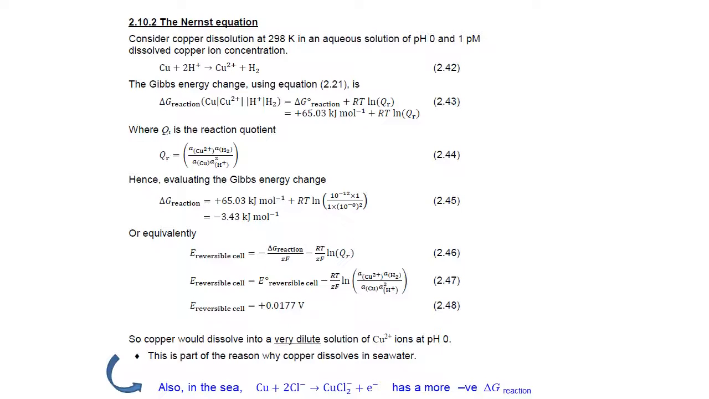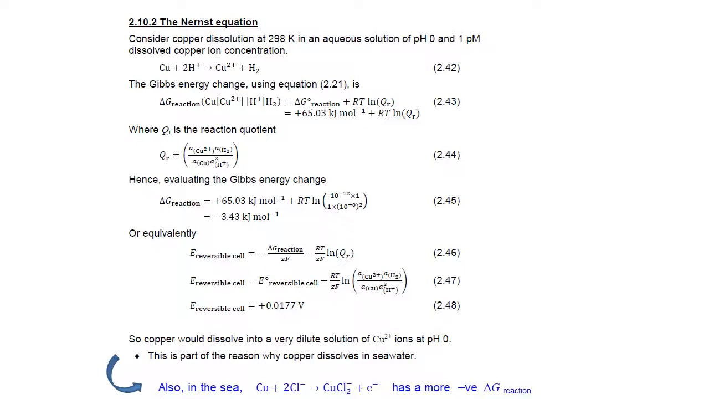Now, imagine we have this copper dissolving into some solution. We're asking, does the copper dissolve into a solution where we have extremely dilute copper ions? And I'm considering what happens if we have 1 picomolar, or 10 to the minus 12 moles per decimeter cubed of dissolved copper 2+ ions. Assume for the moment, to keep things simple, that the pH is 0, so we do have unit activity of protons or hydrogen ions.